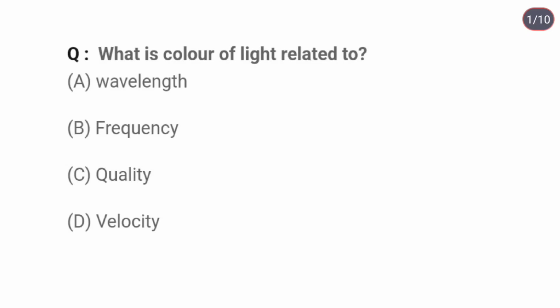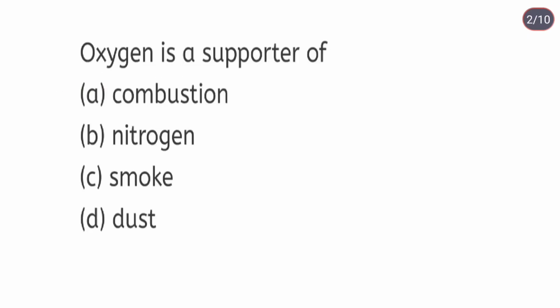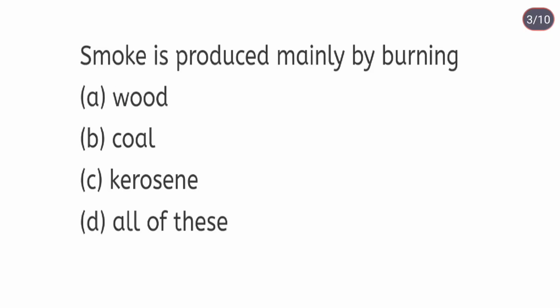What is the color of light related to? Wavelength. Oxygen is a supporter of combustion. Smoke is produced mainly by burning all of these.